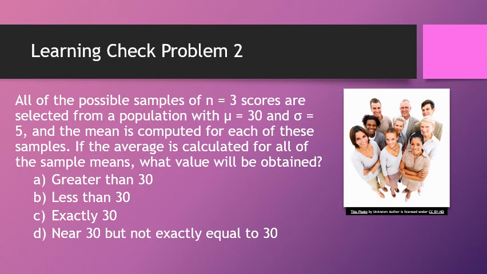Learning check problem 2. Pause the video. All of the possible samples of n equals 3 are selected from a population with a mean of 30 and a standard deviation of 5, and the mean is computed for each of these samples. If you took the average of all those means that were computed, what value would be obtained? You would get exactly 30. When you take all the sample means and you average them all together, your average sample mean would be equal to your population mean, which would be exactly 30.